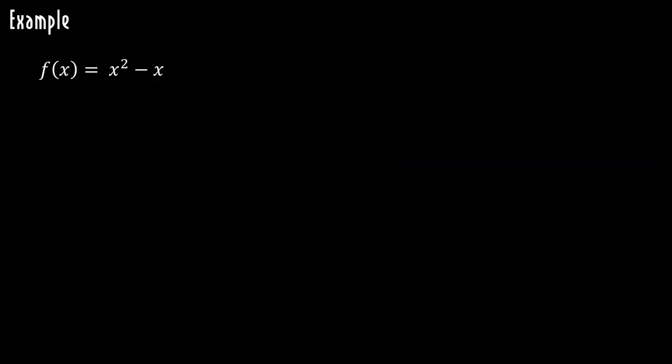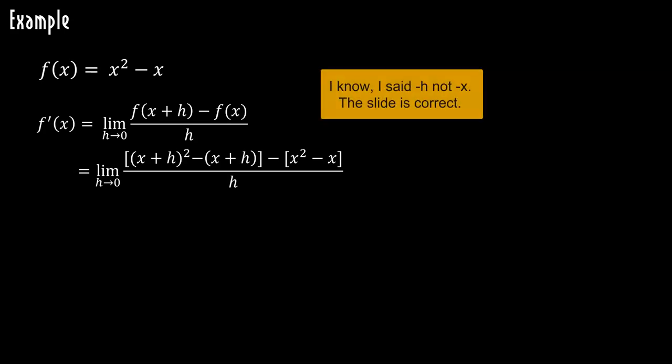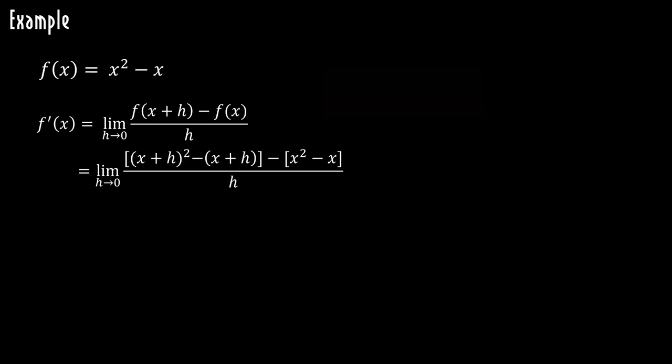Let's look at an example. Suppose I have f of x equals x squared minus x. I want to find the derivative, which is, again, the limit as h approaches 0 of f of x plus h minus f of x all over h. When we plug it in, we get the quantity x plus h squared minus the quantity x plus h, minus the quantity x squared minus x. If we try to plug 0 in, we're going to get a 0 over 0, which we know is bad. We need to simplify this expression, and hopefully the h's will cancel out.